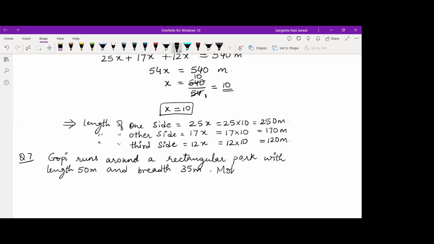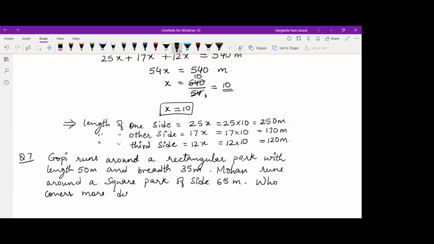Mohan, this is another child, Mohan, who runs around a square park of side 65 meters. Gopi ran around a rectangular park and Mohan is running around a square park. Who covers more distance? This you have to find out. Okay.